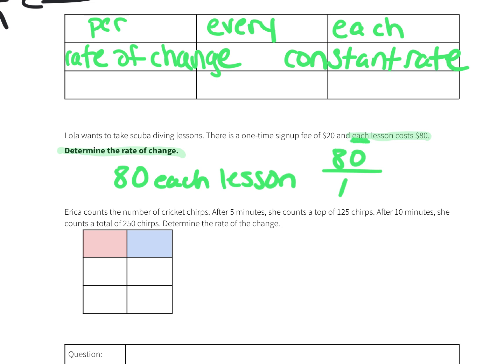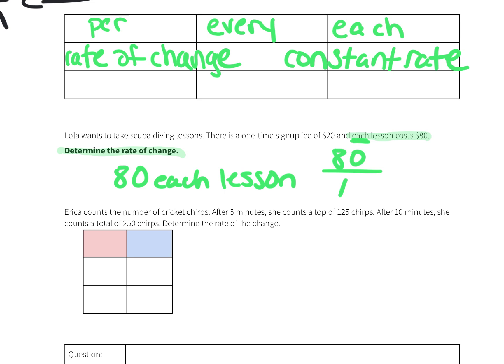How do I know that? That keyword each. There's a one-time sign-up fee of $20. That happens one time. That is not a constant rate of change or a pattern that's happening over and over again. That is why it is not our slope. Okay. Make sure you have these in your notes.